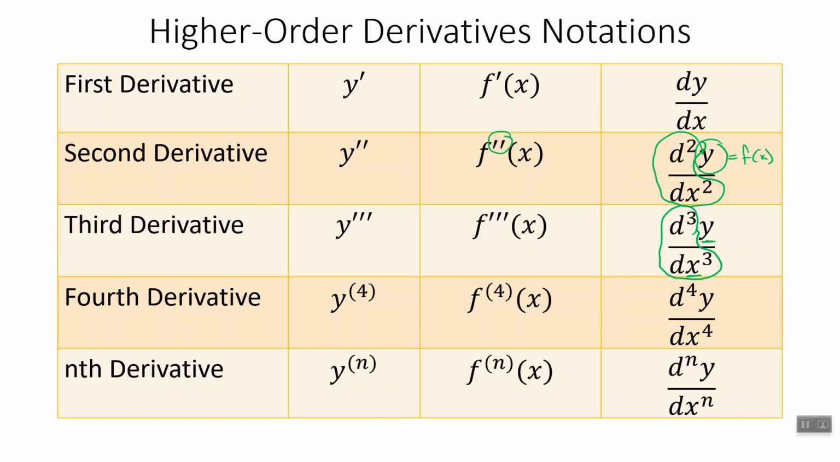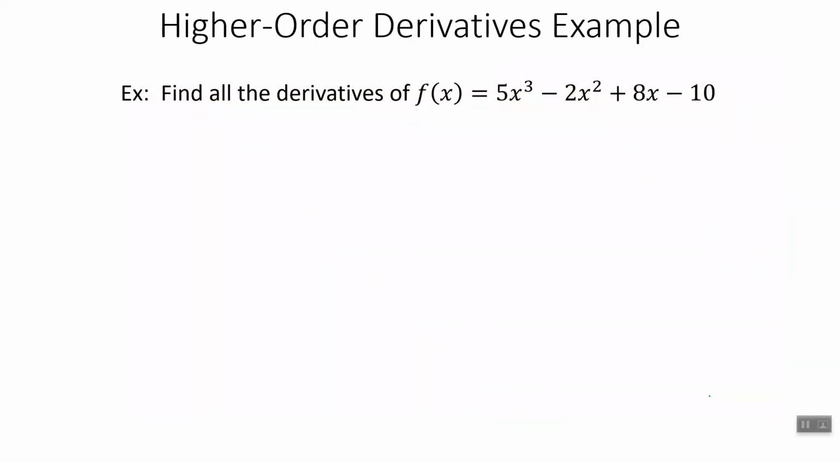So the fourth derivative is y parentheses 4, or f parentheses 4. And same thing here, d to the 4 y over dx to the 4th. And that works for any higher derivative, the 5th derivative, 6th derivative, 100th derivative, whatever, doesn't matter. We put the number in the parentheses. Number here, number here.